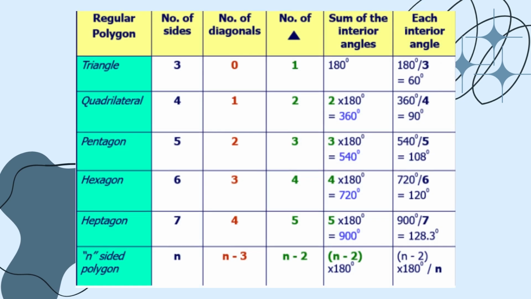As you can see, there is some sort of pattern. Let's use the pentagon as an example. A pentagon has 5 sides, and to get the number of diagonals, we just get the difference of 5 and 3 to get 2 diagonals. The number of triangles is missing. Simply subtract 2 from 5 and there you have it, 3 triangles in a pentagon. Multiply the number of triangles by 180 to get the sum of interior angles and divide the result by the number of sides to get each interior angle.